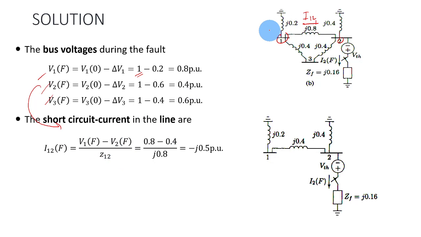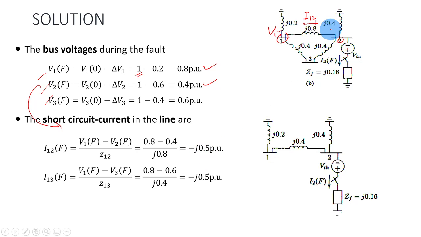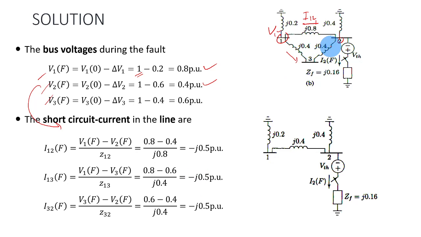You know that already, you found V1 already. V1 is this one, V2 is this one, subtract them and divide by the impedance between them. This is the current flowing through this branch here. Similarly for between bus 1 and 3, and also between bus 3 and 2, because the current has to flow in this direction. Remember, always draw the fault current direction at all times, because you want to know which voltage minus which voltage, and that's very important.